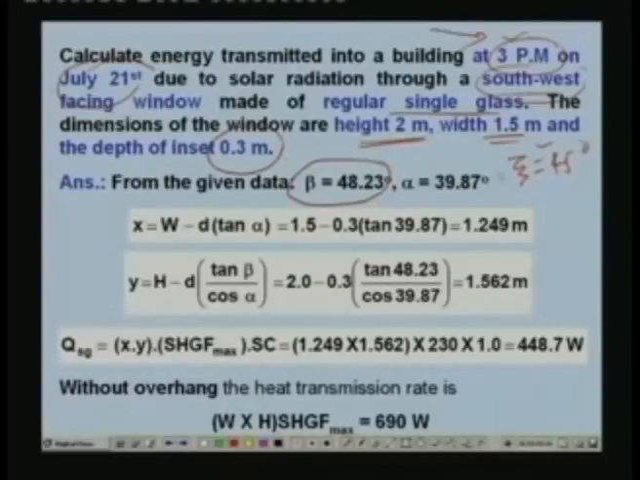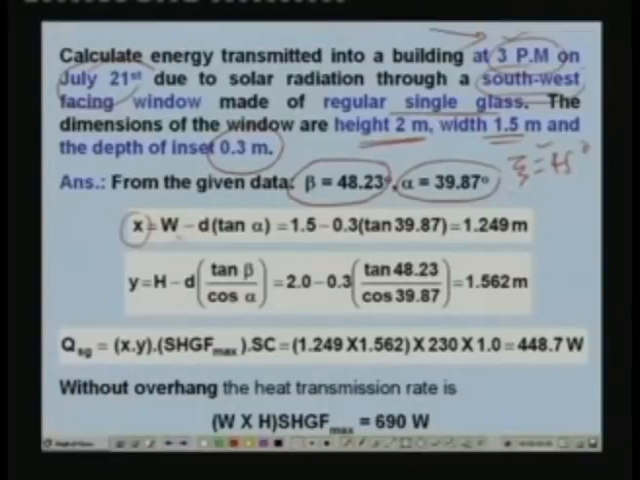Okay. Similarly, you can also calculate the surface solar azimuth angle, which works out to be 39.8 degrees. So, this is the first step, you have to calculate these angles. Once you calculate these angles, you can calculate the dimensions x and y. X and y are the length and height of the exposed area.